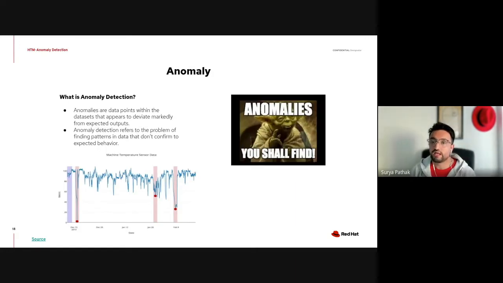Talking about anomalies, anomalies are the data points within the data sets that appear to deviate markedly from the expected output. Anomaly detection refers to the problem of finding patterns in data that don't conform to expected behavior. These are the results from Numenta, where they have predicted the anomaly for some machine temperature sensor data. As we can see, this point is quite out of range, and this point is also quite out of range. These are just normal anomalies.